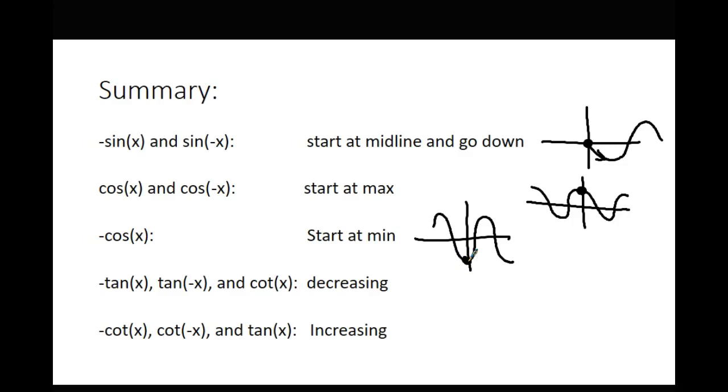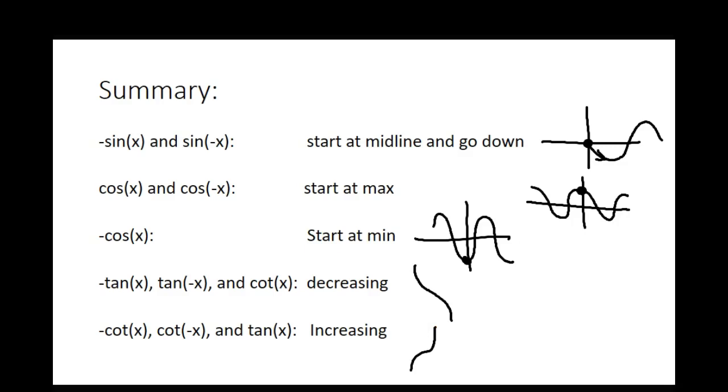Now negative tangent, or tangent with a negative inside, both look like a cotangent. Both of them decrease in that way. Whereas a negative cotangent, or a cotangent with a negative angle, is the same as a tangent, which are increasing. So there you go. I'll let you copy that now.